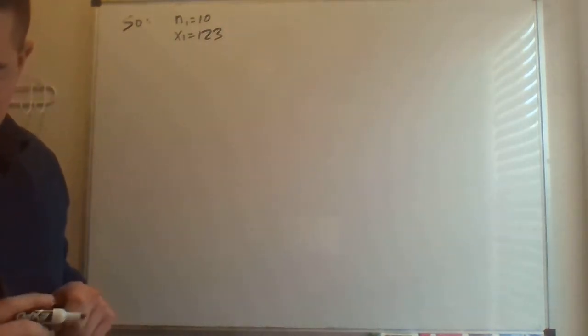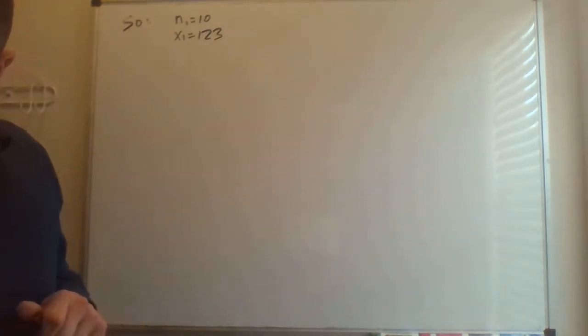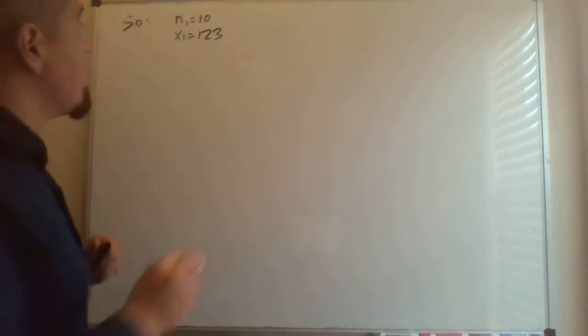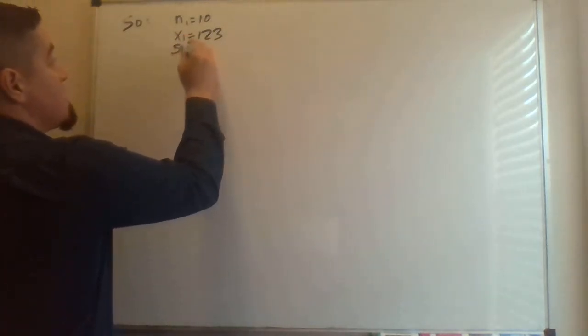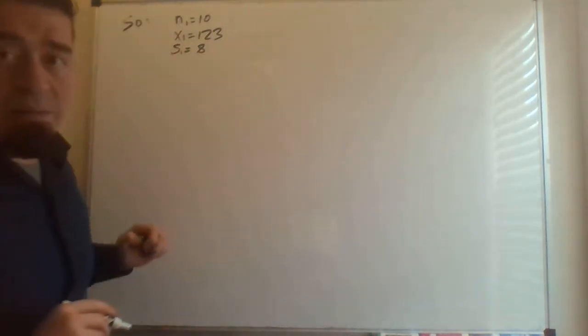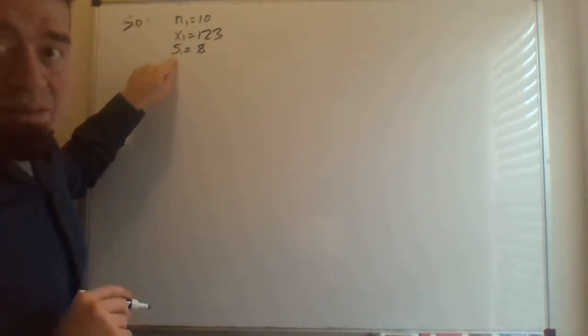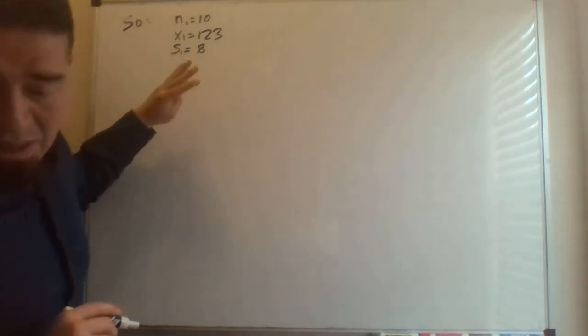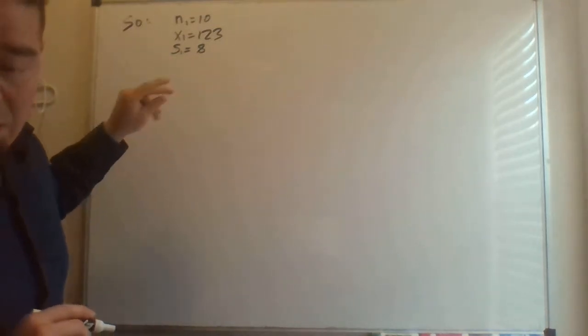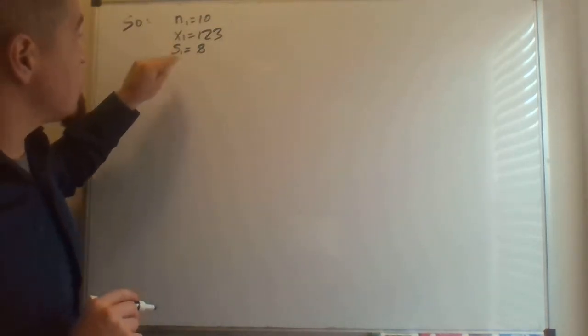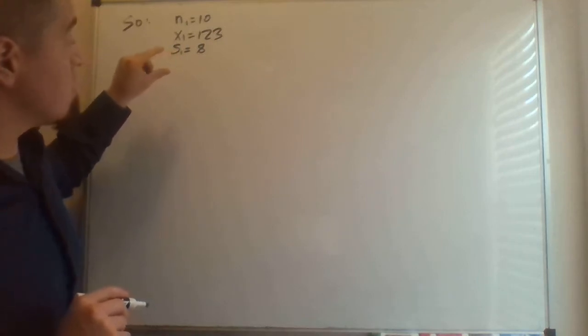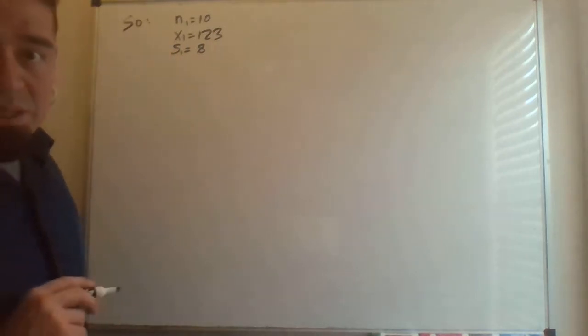What else do they give us in the problem? The standard deviation of 8. So the sample standard deviation is 8. Now notice here we have s instead of the population standard deviation. So that's what's going to distinguish this section from the previous section, that you have a sample standard deviation rather than a population standard deviation.